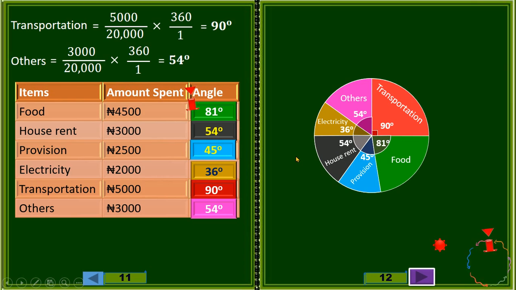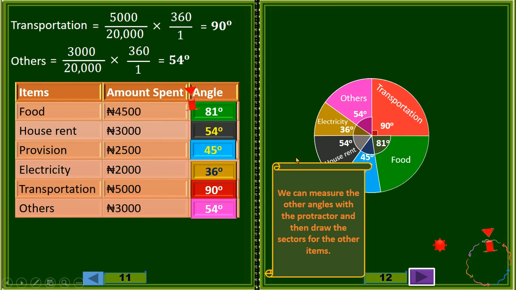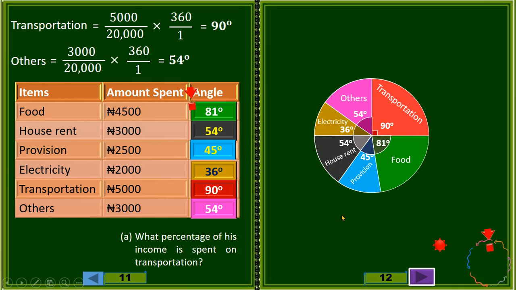The next is to answer the question in part B. So we can measure the other angles with the protractor and then draw the sectors for the items as we have already done. Now, what percentage of his income is spent on transportation? Percentage, remember, is dividing a particular quantity by the total, multiplied by 100. Now the question is, what amount is spent on transportation? The amount spent on transportation is 5,000. The total amount is 20,000.